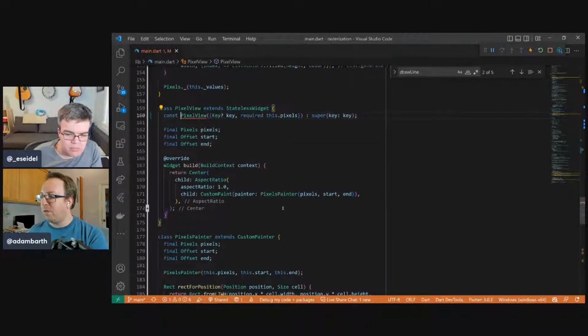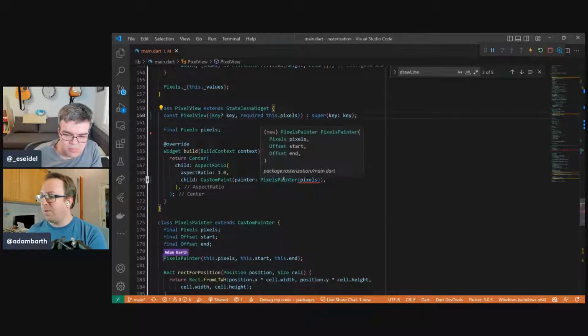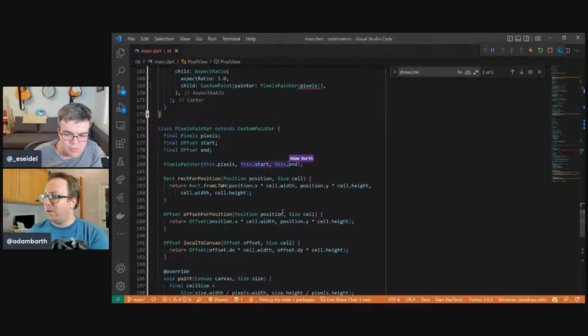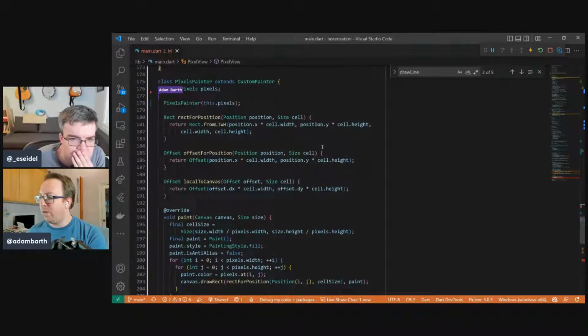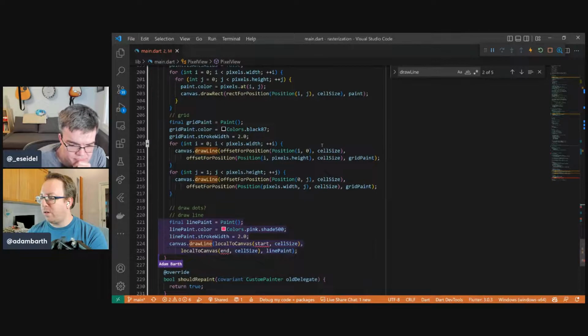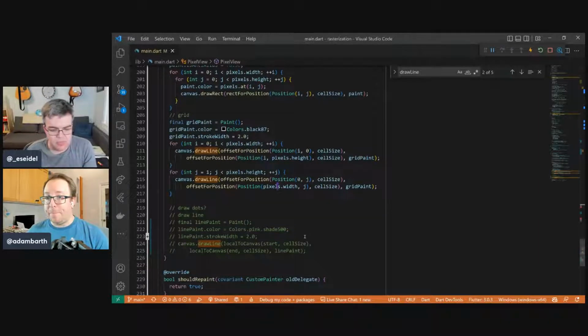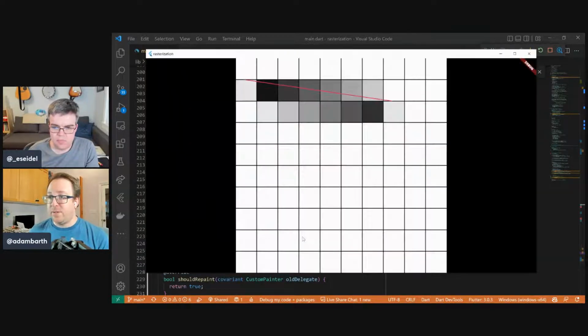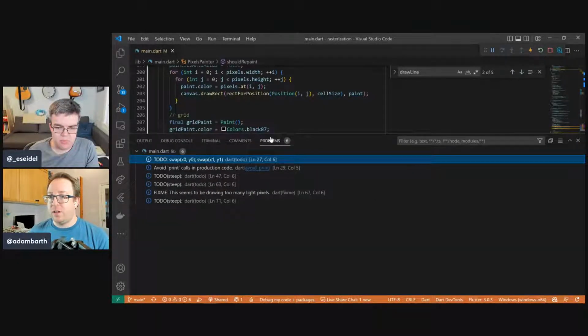Pixel view had a start and an end. Oh, because it was drawing the line. Yeah, I'm going to rip that out just because I don't think we want that. Which I guess will break the other demo, but that's fine. Start and end, don't want that. Want this. So painter, start and end, don't want these. Then do that. Okay, so did we succeed in drawing a pixel? We're out of errors. It did not hot reload for some reason.